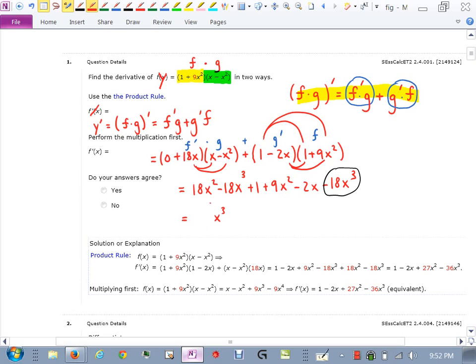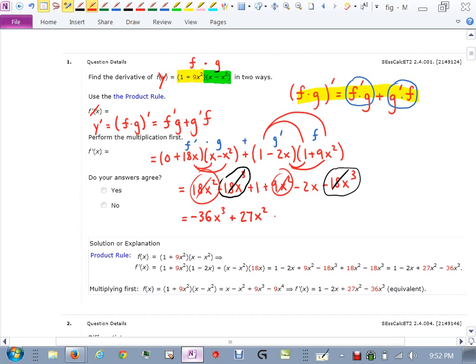So negative 18x cubed, negative 18x cubed is negative 36x cubed. So now my x cubes are gone. Okay, I've done those. X squareds, I have 18x squared plus 9x squared. That's going to give me 27x squared. And I've taken care of the x squareds.